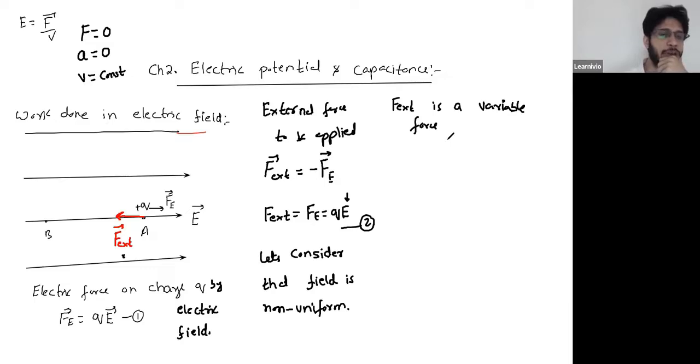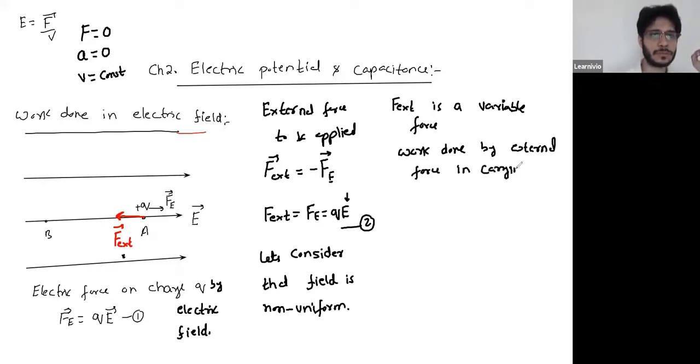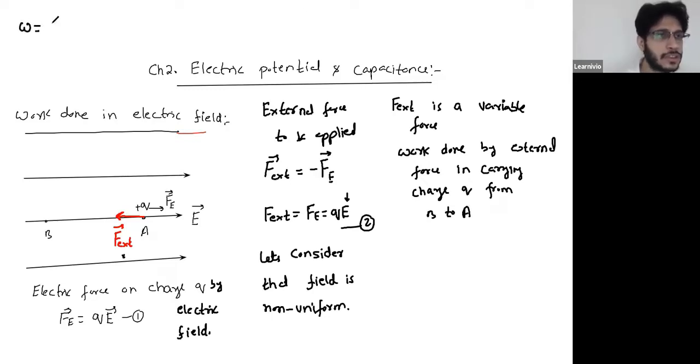Okay, what's the formula for calculating work done? I need the work done by the external force in carrying charge Q from A to B. What is the formula of work done? Work done is the dot product of force and displacement. We use this formula if your force is constant. But if your force is variable, then work done is the integral of F dot dr.